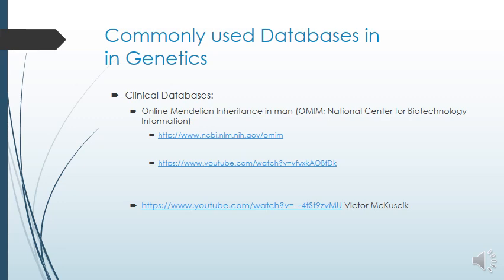Now, Victor McKusick was a cardiologist, and today he's widely considered to be the founding father of medical genetics. He was an innovative clinician, a medical educator, and a researcher. He established the first medical genetics program and clinic at Johns Hopkins in 1957.